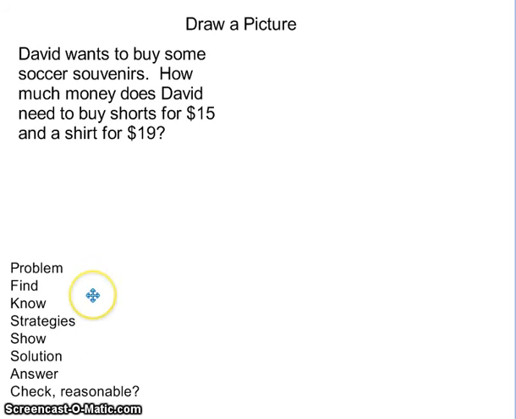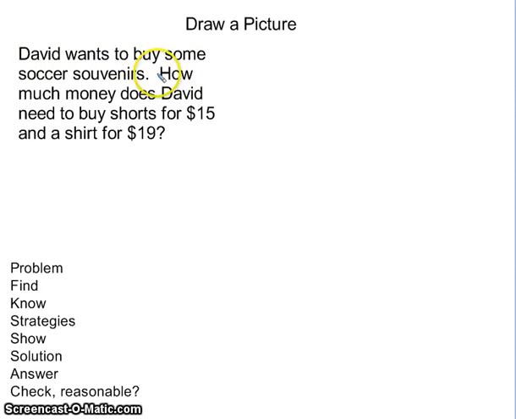In today's lesson, we're going to work on solving word problems. Our strategy for today is draw a picture. We use this little checklist down here to make sure we are going through problem, find, know, strategies, solution, show solution, answer, check, reasonable. And again, our strategy for today is going to be draw a picture. First thing we're going to do is look at the problem.